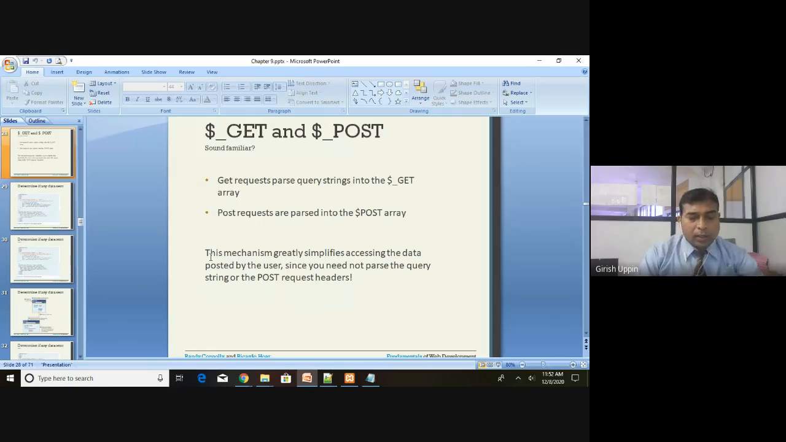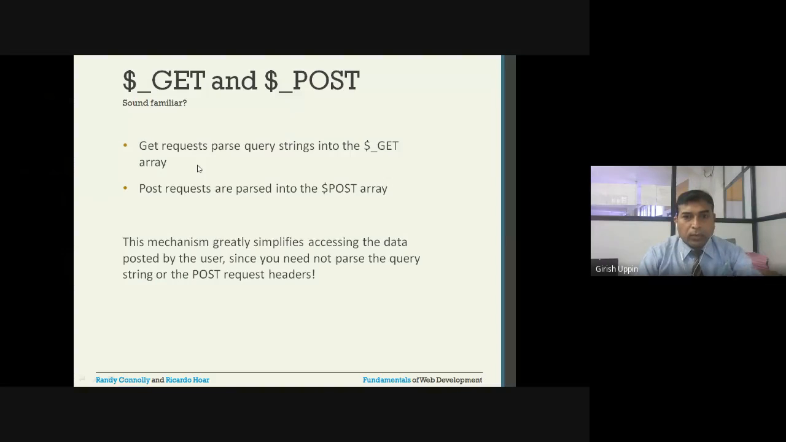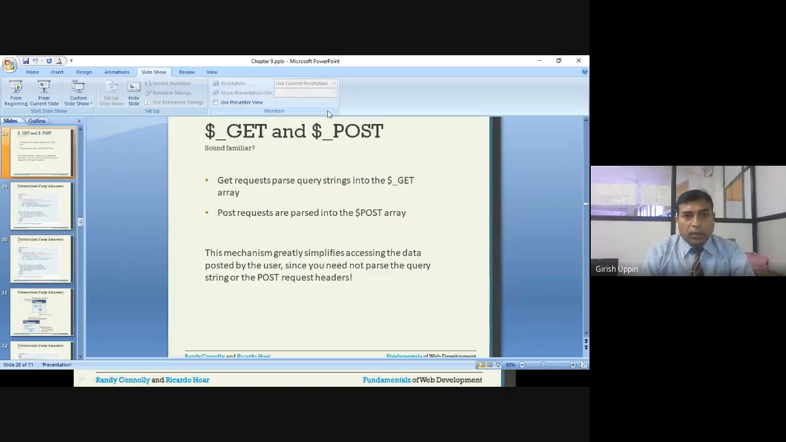In the last class, we looked into super globals. One is $_GET, and another one is $_POST. So quickly, we will review. Whatever information is available when you are using the get method will be available in the $_GET array. If the post method is used, the $_POST array will have the data as a key-value map.